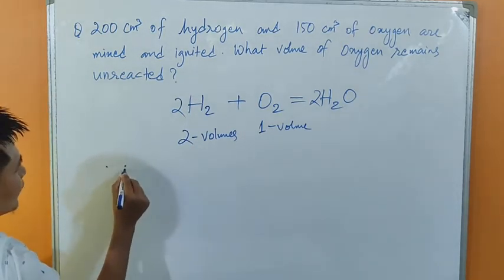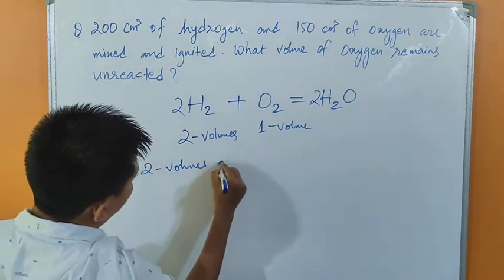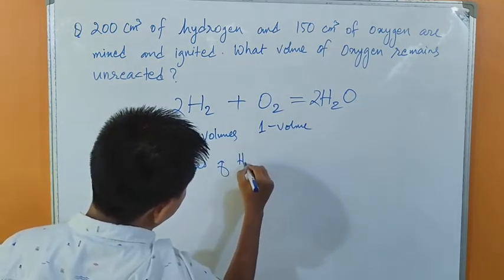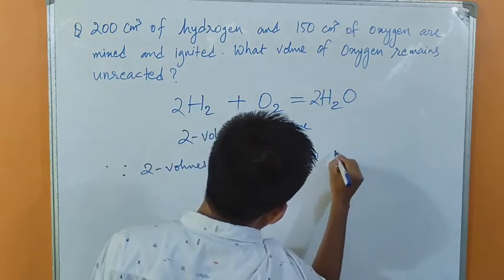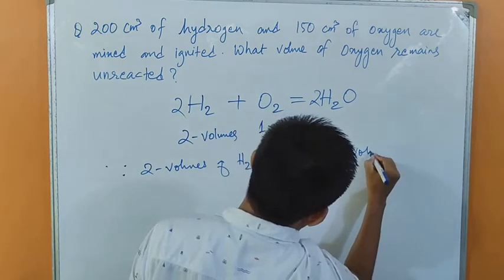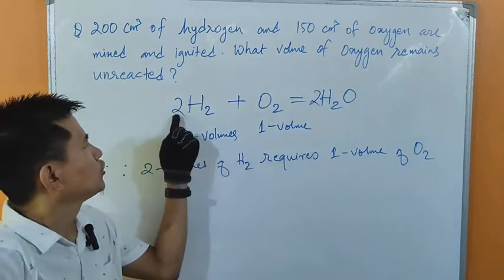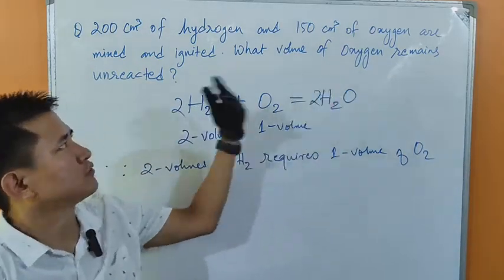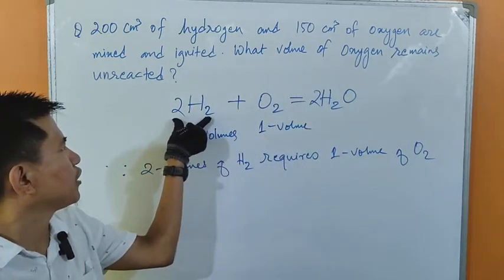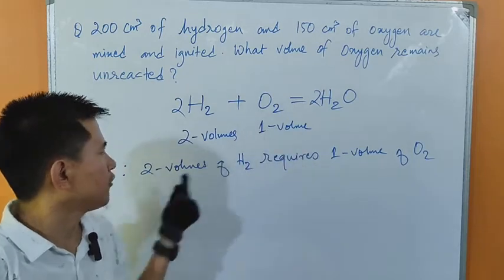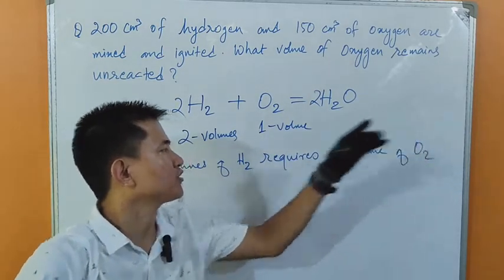Since 2 volumes of hydrogen requires 1 volume of oxygen. You can see we don't need water. Forget about water. Water is not asked in the question, so we don't talk about water. 2 volumes of hydrogen require 1 volume of oxygen. We wrote that 2 volumes of hydrogen requires 1 volume of oxygen.